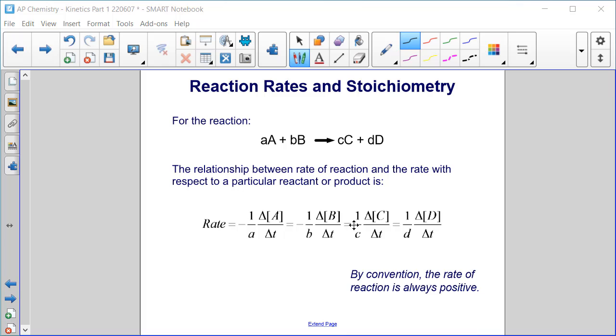And it'll also be equal to product C and product D. So the thing to note is the coefficient will go in the front at the bottom of the fraction for whatever that reactant or product is. And by convention, the reactants have a negative sign as their concentrations are decreasing, and the products have a positive sign as their concentrations are increasing. But remember that the definition of the overall rate ought to be positive. We're talking about the absolute value, okay?